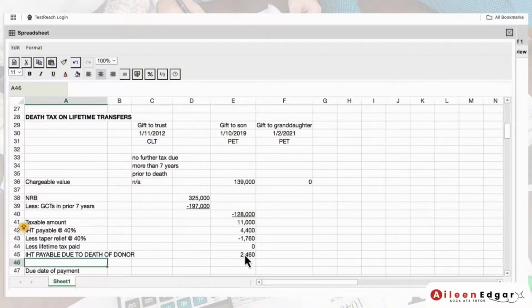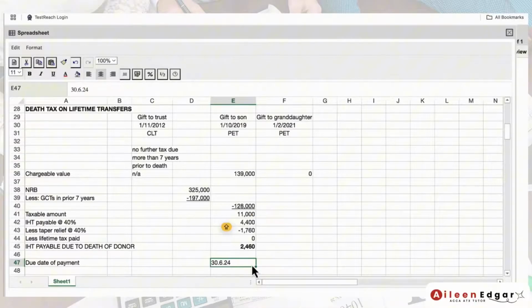And that therefore brings us down to the inheritance tax payable due to the death of the donor on this one being 2460. And so we were asked to do the due date of payment as well. So where we've got a PET that becomes chargeable as a result of death, which is what we've got here, the due date for payment is 6 months after the end of the month of death. Now, in this case, Matteo died on the 31st of December, so died at the end of a month, and then you're going 6 months on from that.